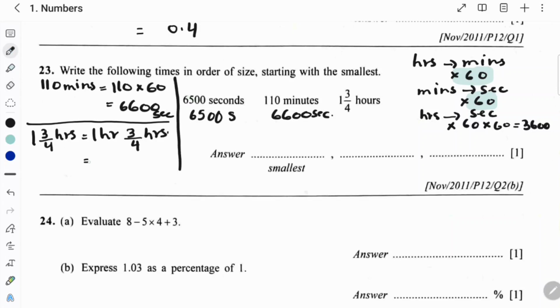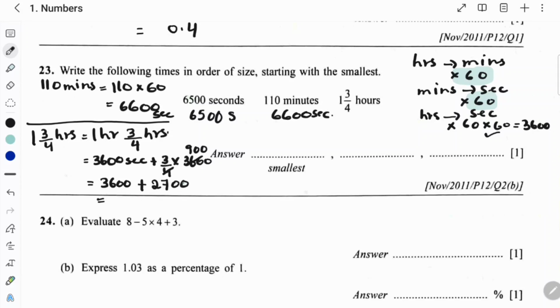What I'm going to do, 1 hour means 3600 seconds. I've explained it to you here. And 3/4 hours, 3/4 you can multiply by 3600. So 3/4 into 3600: 4 times 9 is 36. Now what are you going to do? 3600 plus 3 times 900 is 2700. Add it together, then it will become 3600 and 2700, 0 0, and then 7 and 6 is 13, and 2 plus 1 is 3, and 6300 seconds. So that is 6300 seconds.